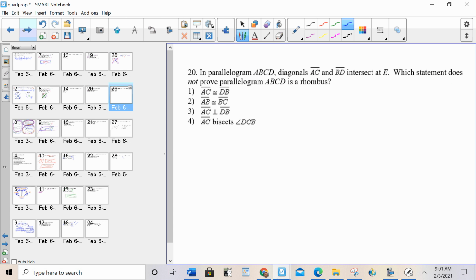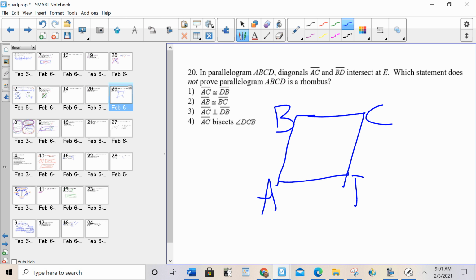Number 20. In parallelogram ABCD, diagonals AC and BD intersect at E. Which statement does not prove that parallelogram ABCD is a rhombus? So again, I'm going to draw rhombus ABCD. I'm going to draw in the diagonals. And it wants to prove which statement does not prove it's a rhombus.